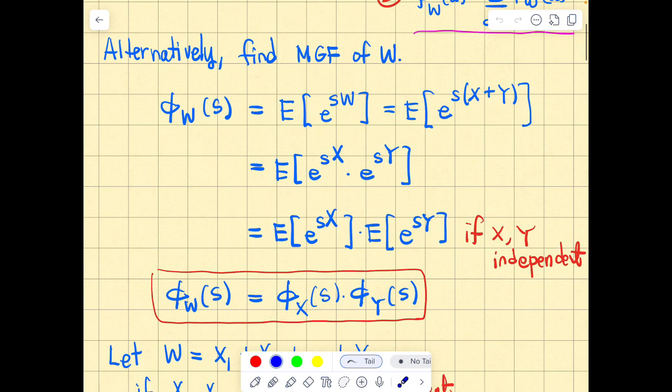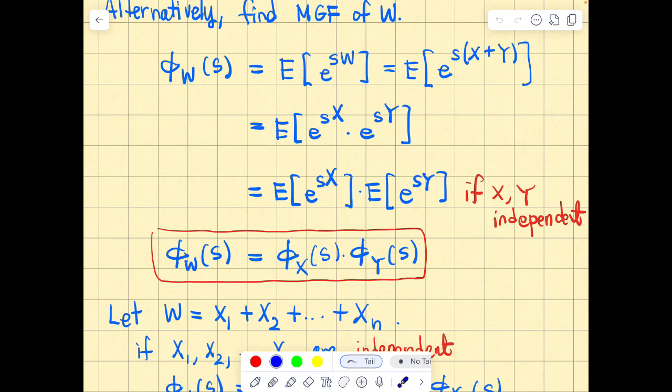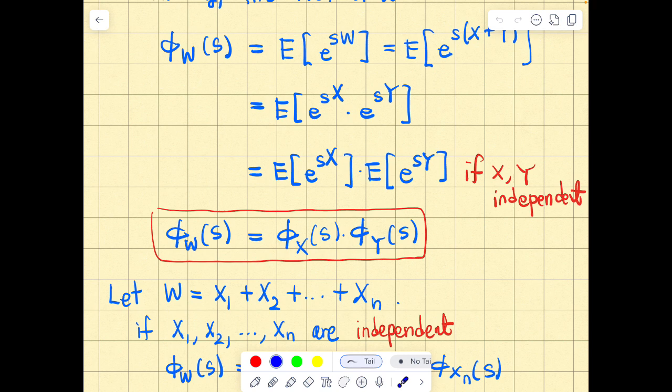Now, if you look at this first term, this is the expectation of e to the sX, so this is the MGF, or moment generating function, of random variable X. The other term corresponds to the moment generating function of random variable Y. So at the end, if X and Y are independent from one another, the moment generating function of the sum of X and Y is equal to the product of the two.